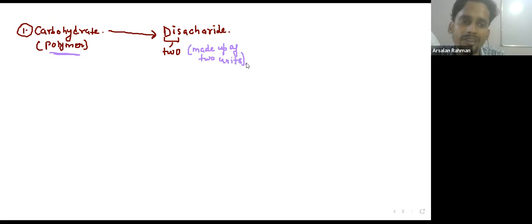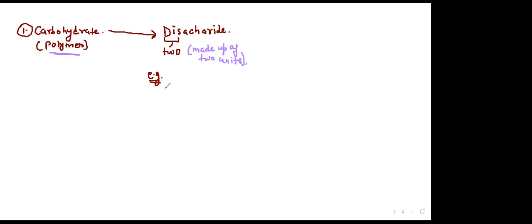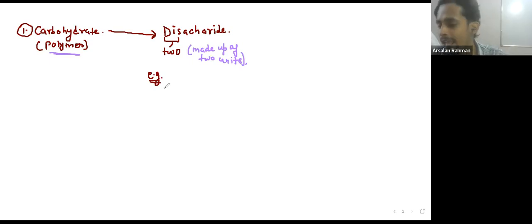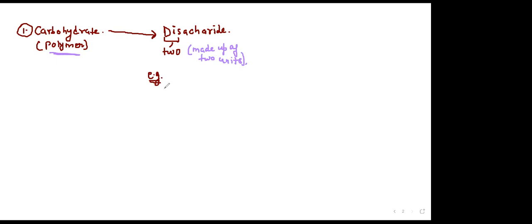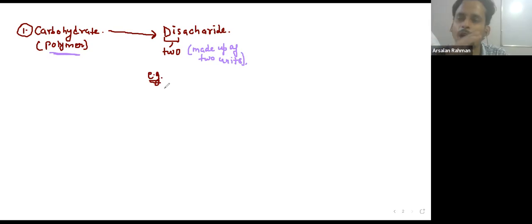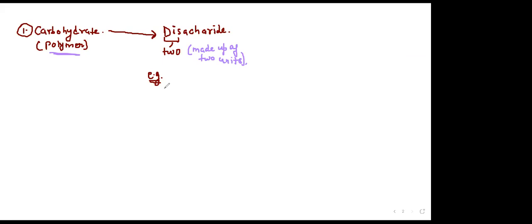Can you give me some example of disaccharides? Have you heard about lactose? Lactose is a milk sugar. Have you eaten chapati? Roti? When you chew chapati without any curry, just chew it for a few minutes, you will start to have a sweet taste. That sweet taste is of maltose.